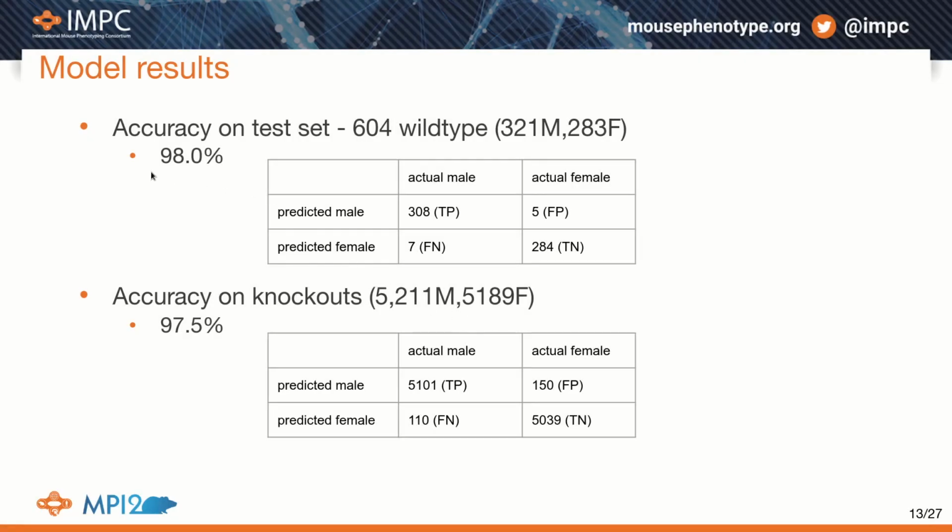And for our results, when we applied the model to the unseen test data of the wild type mice, we had 98% accuracy. And when we applied it to unseen data from the knockouts, that's basically our entire knockout set, we had a similar level of accuracy, 97.5%.